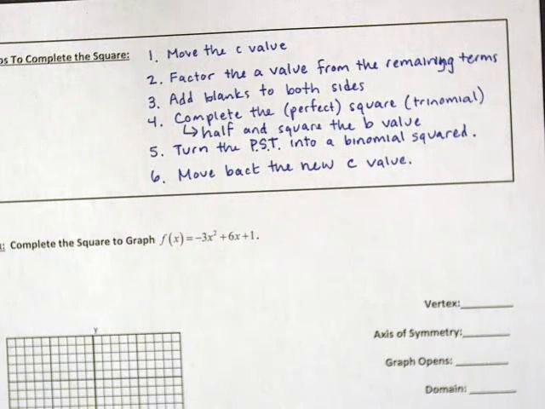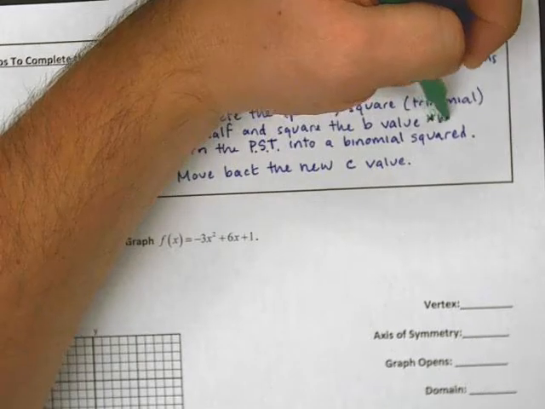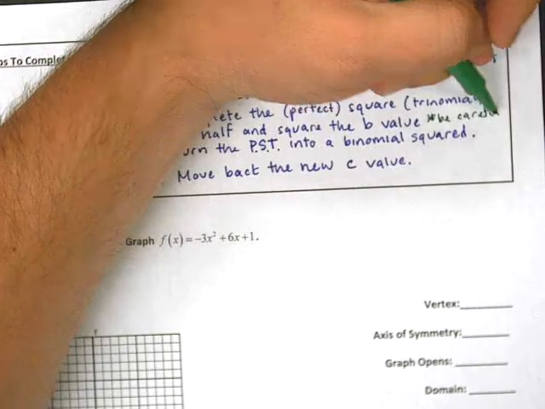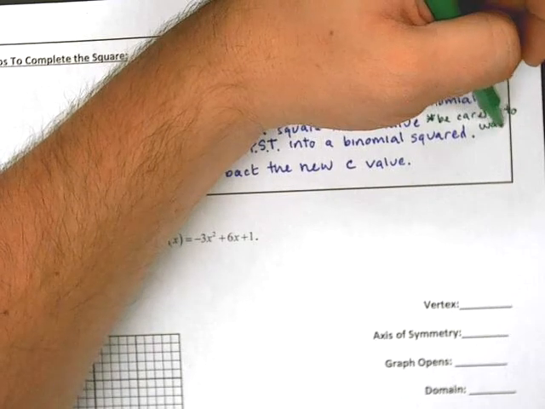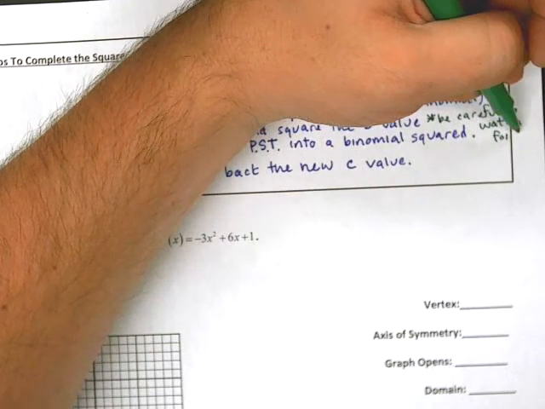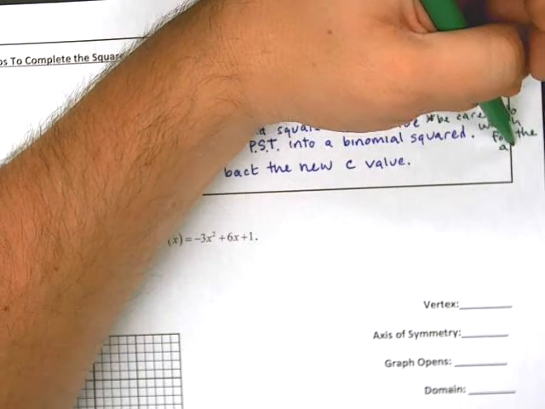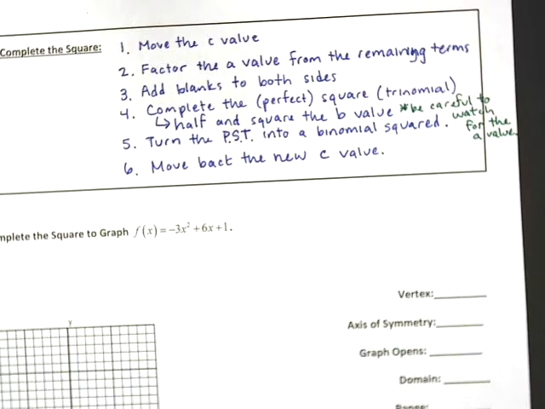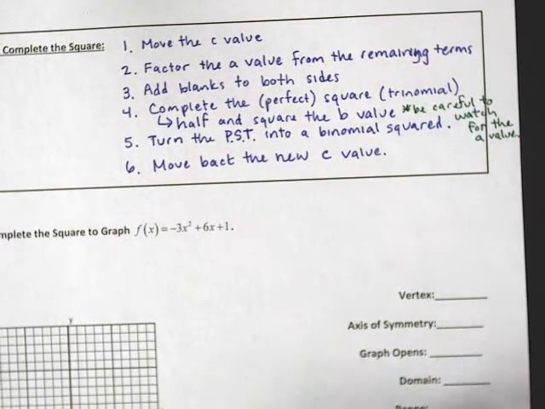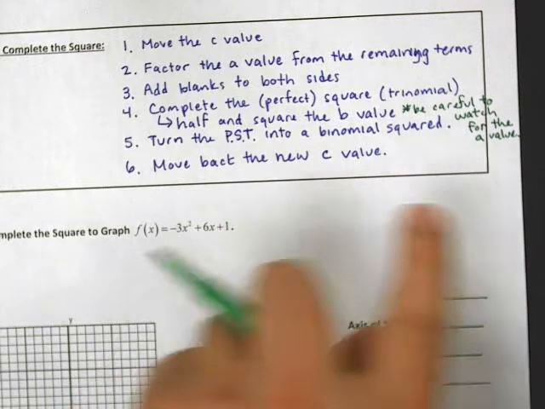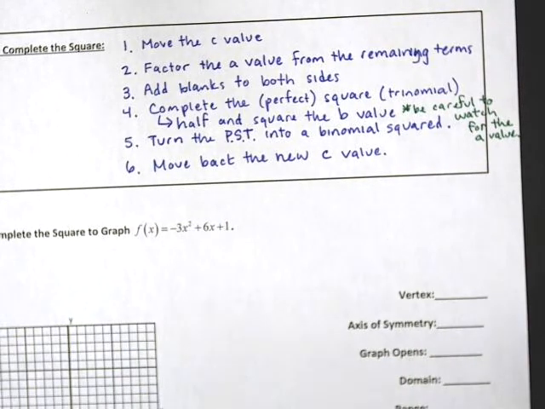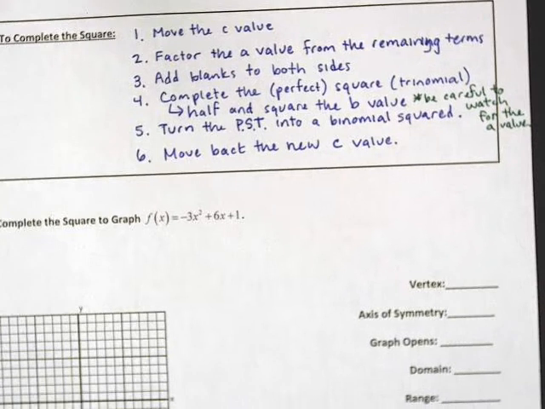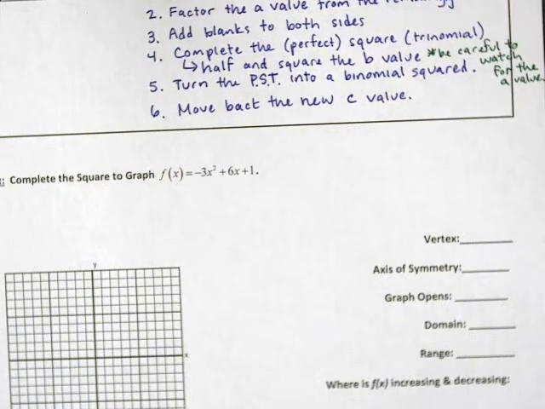Okay, so those are my steps. Complete the perfect square trinomial, half and square the b value. Remember here, I want to make a note. Be careful to watch for the A. What do I mean by that? This is where, when you're adding that piece inside the parentheses, when you add to the left side, you need to make sure that you take into consideration the A value. So let's take a look at another example and kind of figure that out.